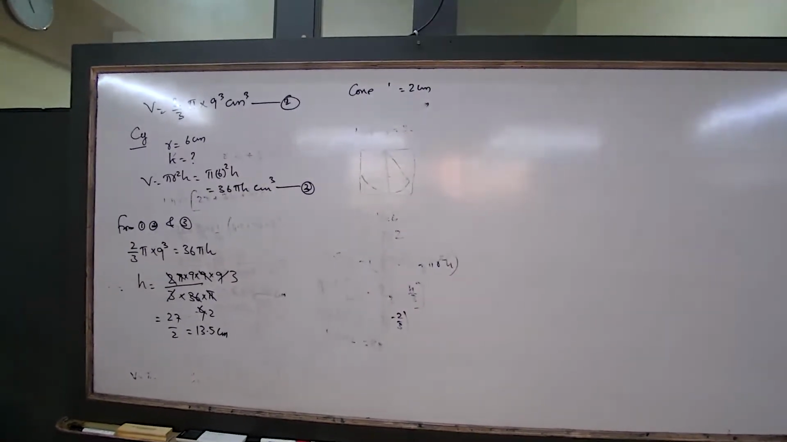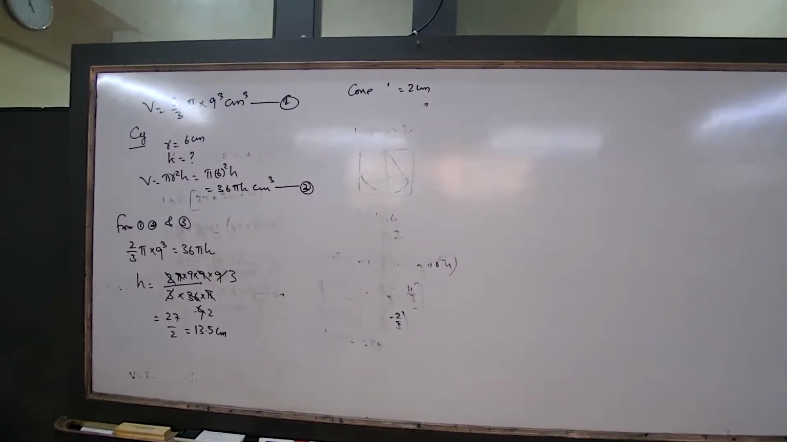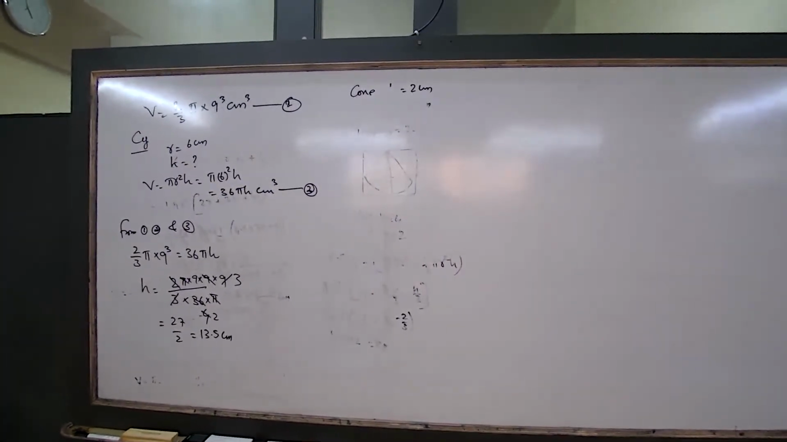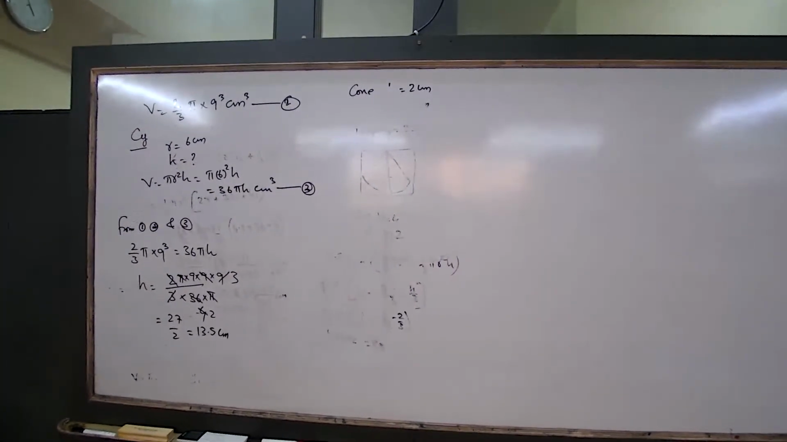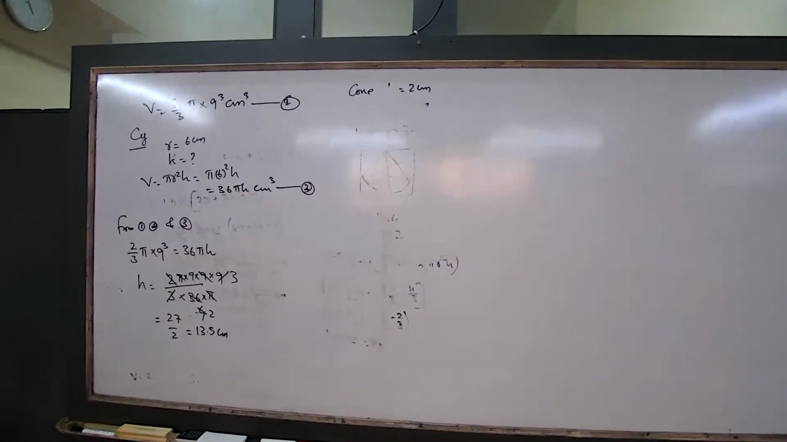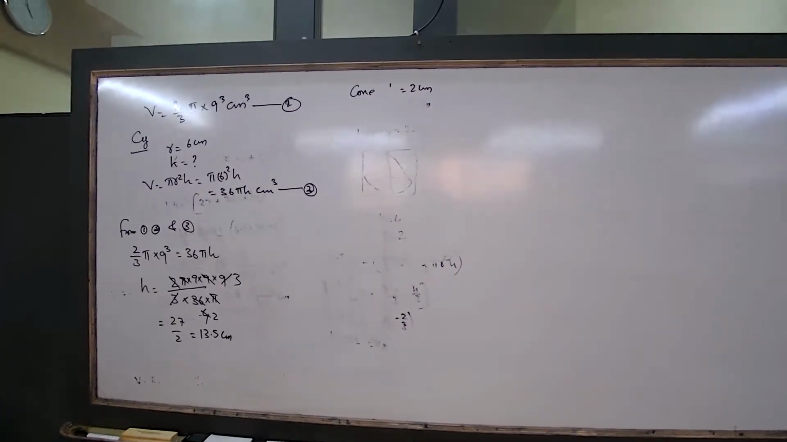It contains full water. How much water is to be emptied? Half the volume. Then how is it emptied? By a pipe at the rate of 25 by 7 liters per second. Do you know what is the meaning of 25 by 7 liters per second?